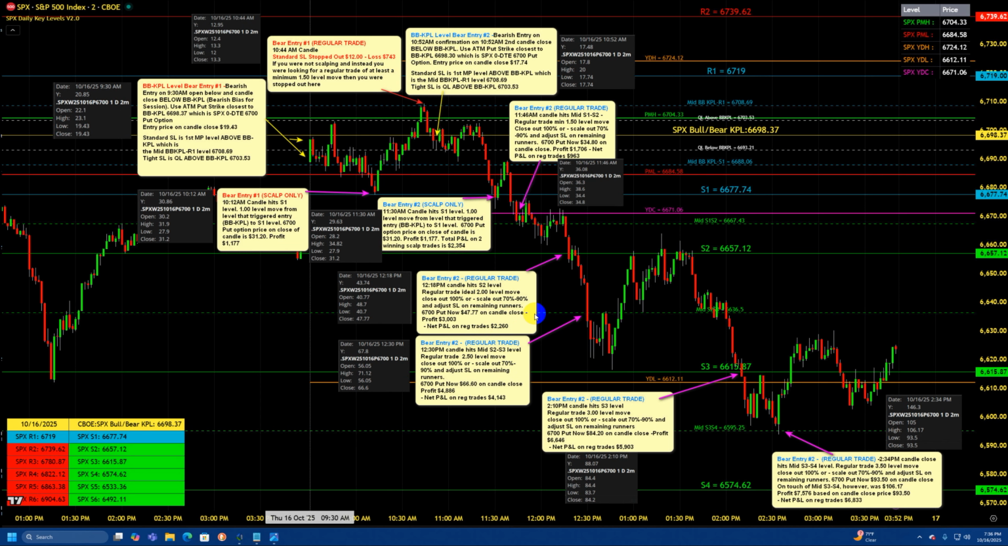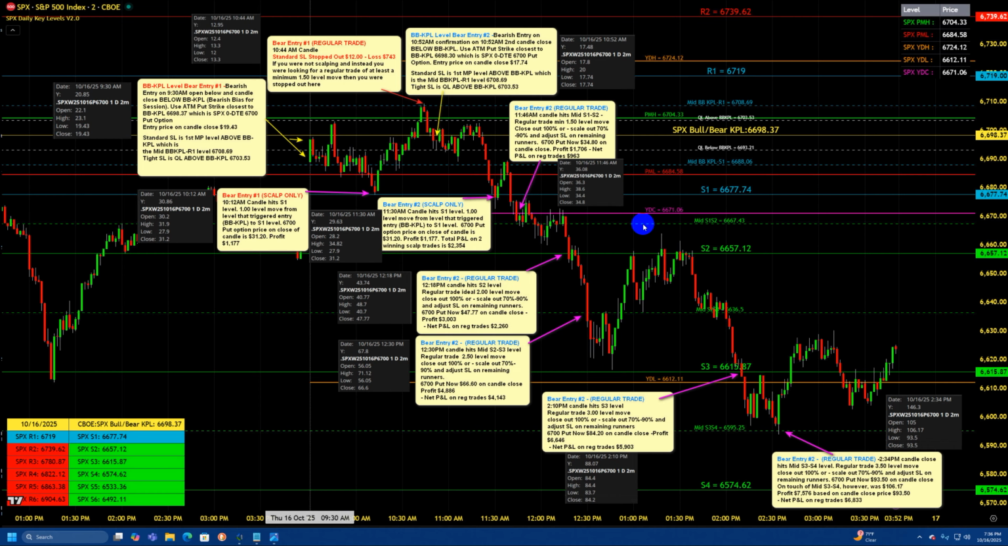Okay. So at this point, when it hits the S2, if you have remaining runners and you're not closing out 100%, you are adjusting your stop loss as we talked about. Then, as you can see here, at 12:30, now we have the 12:30 candle hitting the mid S2, S3 level. So this is a 2.5 level move. So we have from the level the trade is derived from, down to 1 level, that's where the scalp only is.